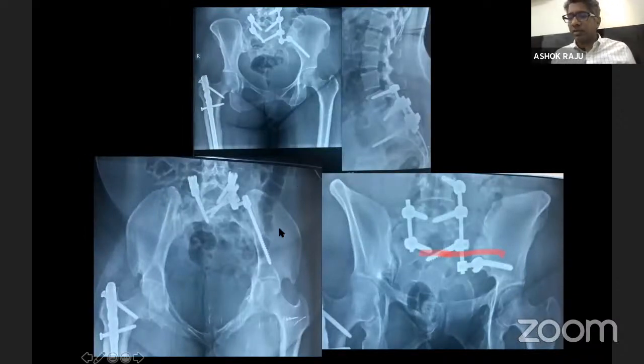I was not comfortable doing a SI screw because I was not very sure whether I was having a good reduction of the sacrum. So I didn't put a SI screw in this case.